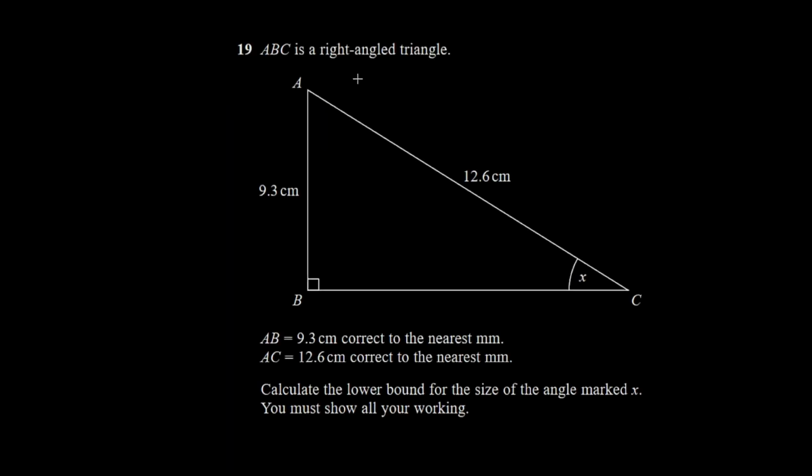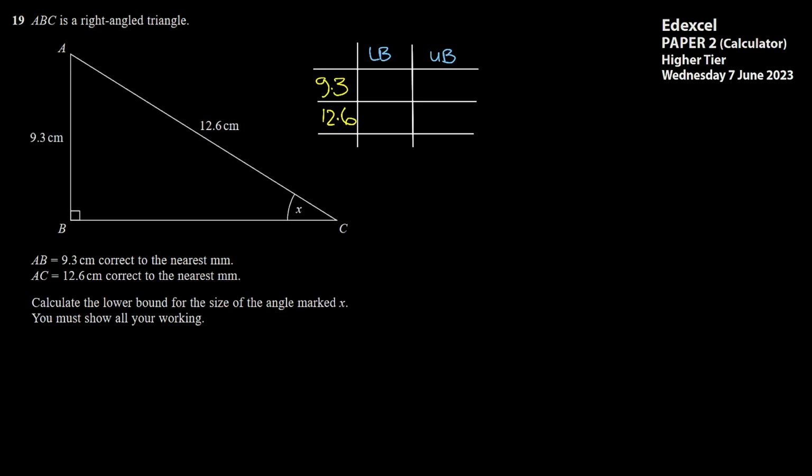Question 19, a right angle triangle is a bounds question. We're given two lengths correct to the nearest millimetre, and we're asked to calculate the lower bound for the size of the marked angle x. So we need the lower bound of x.